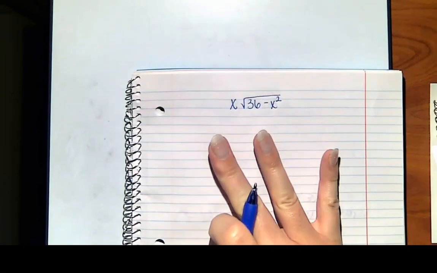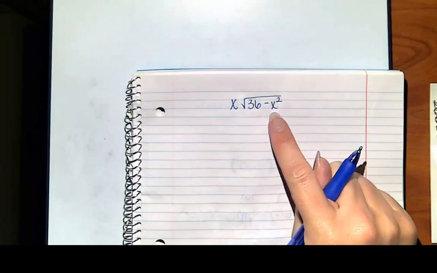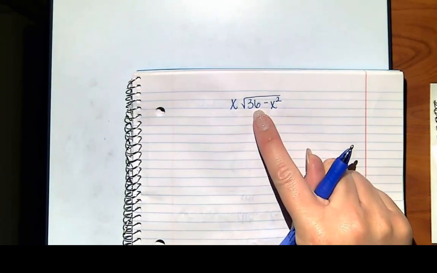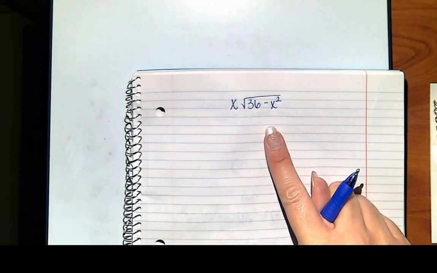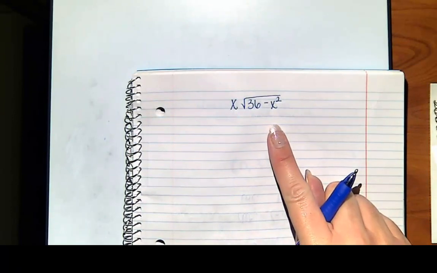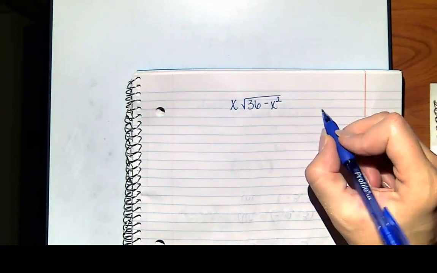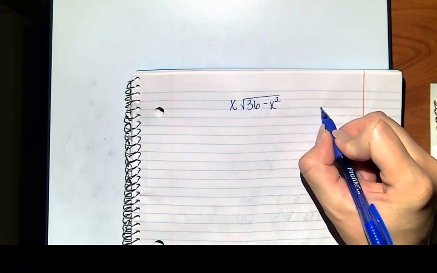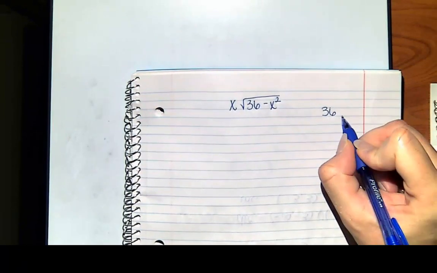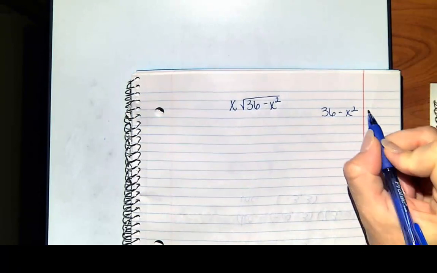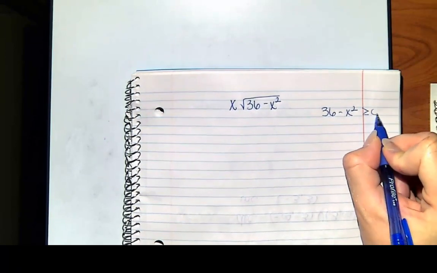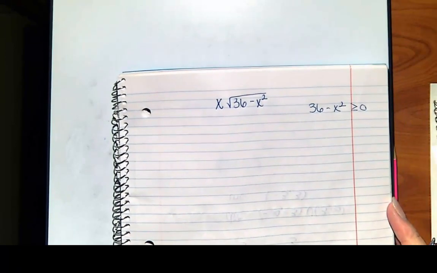All right, so this is my function. And the first thing I notice is I've got some stuff that's off limits, because whatever is underneath that radical, I want it to stay positive. So how do I know what that is? I'm going to take my argument, which is the stuff under the radical, and I'm going to say you've got to stay positive or equal to 0.